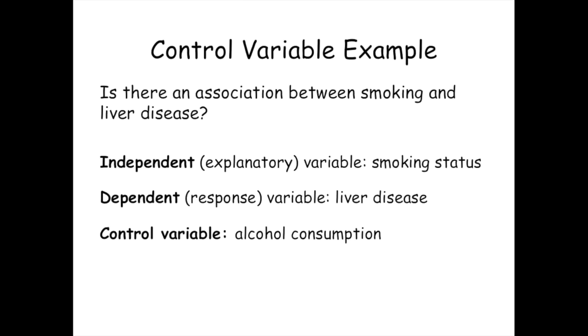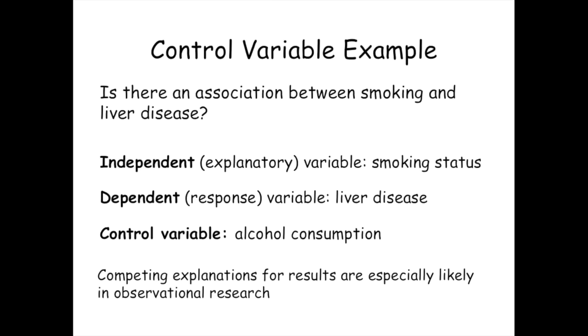The researcher includes alcohol consumption as a variable so that any potential relationship between alcohol and liver disease can be controlled statistically. She could then examine the relationship between smoking and liver disease independent of alcohol consumption. Competing explanations for research results are especially prevalent in observational studies, where the researcher cannot assign subjects to treatment groups. This is why you will often see several control variables included in such designs.